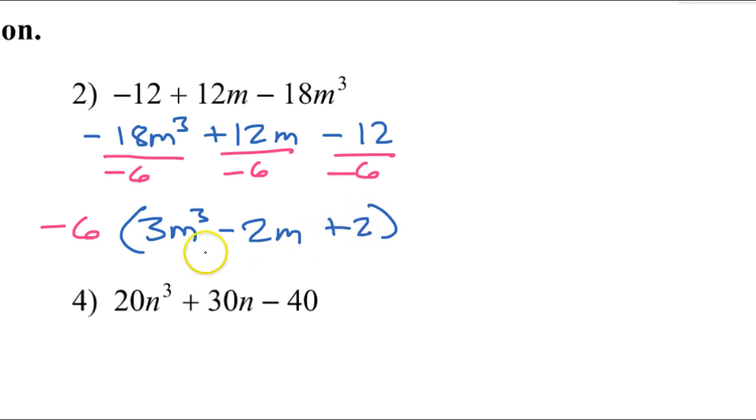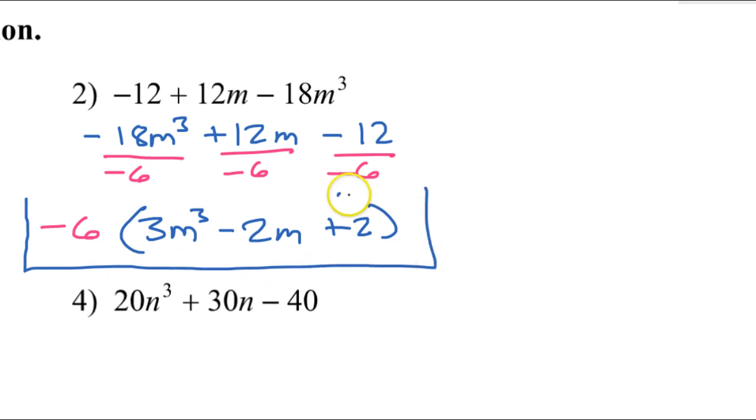Now, is there any number that will divide evenly into all of these coefficients? No. So that means negative 6 was the GCF, and this is the final answer. All right, one of these times we're going to get to a problem where I pulled out the wrong number, and you'll see that there's still a common factor inside, and I'll show you how to keep going.